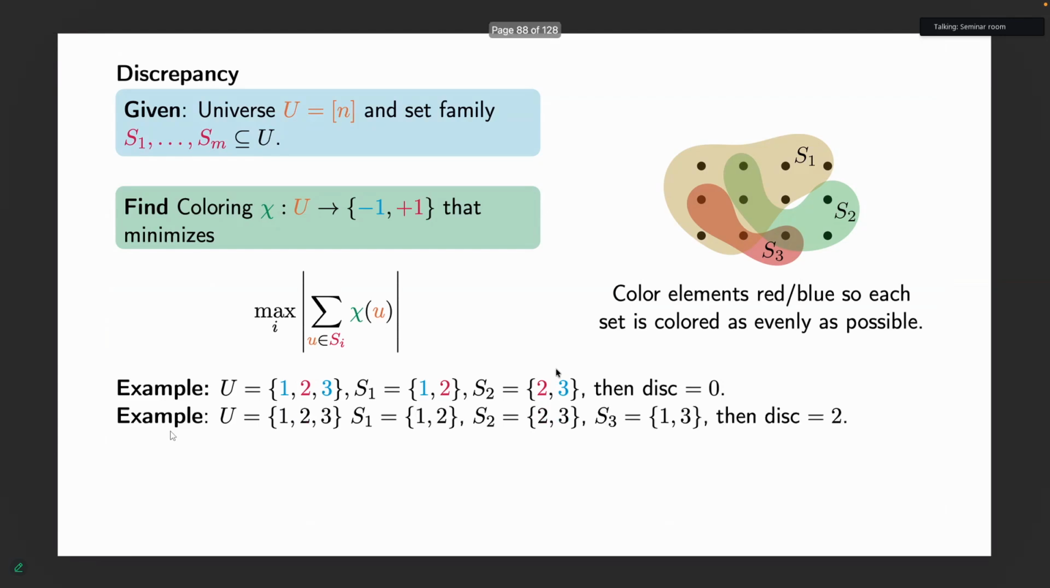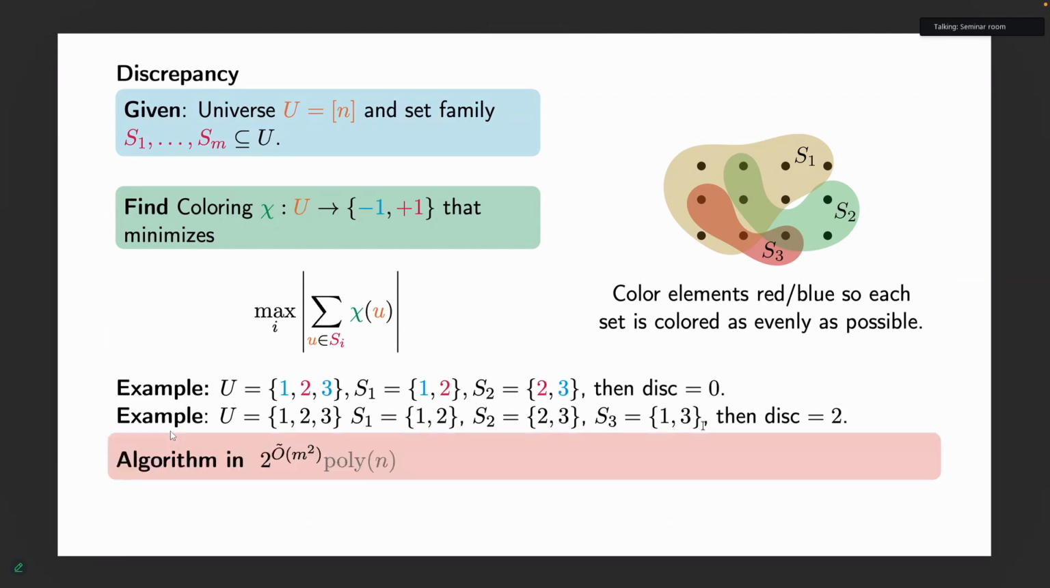Do you understand the problem? Another example: I have these sets 1, 2, 2, 3, and 1, 3. There is now no way to color this universe into two colors such that each set has the same number of each color, because each of them has two. Okay, you understand the problem?